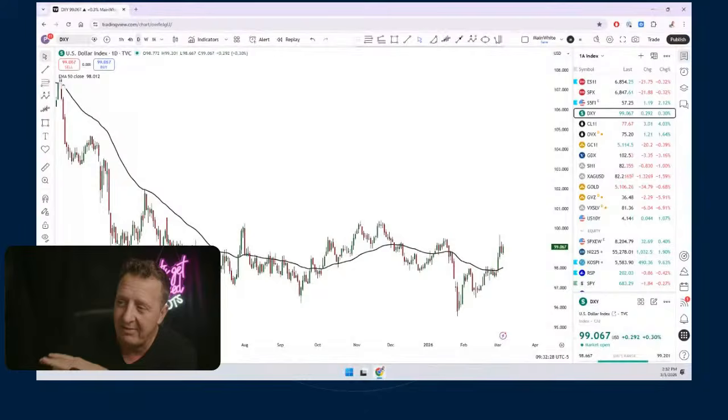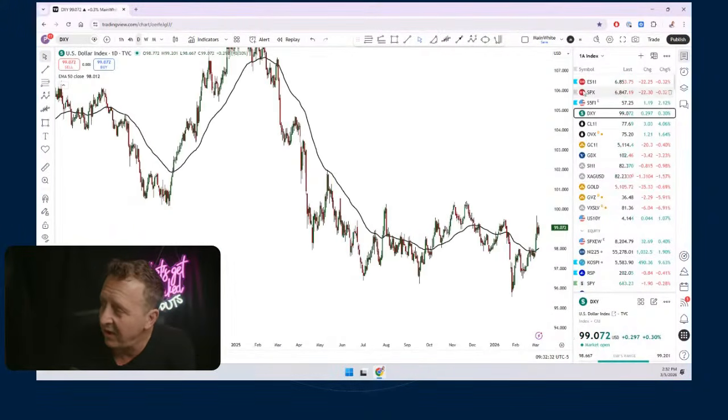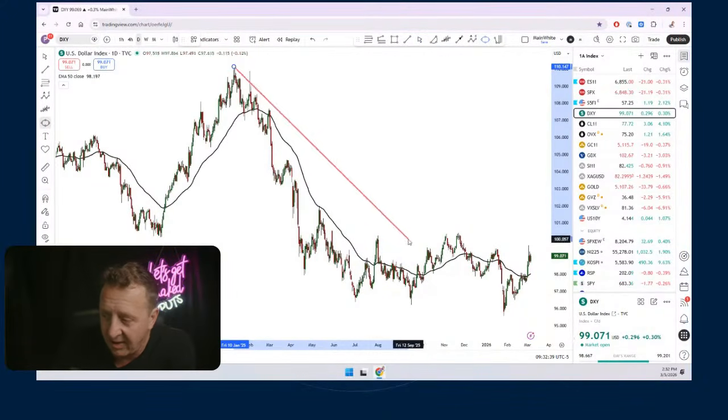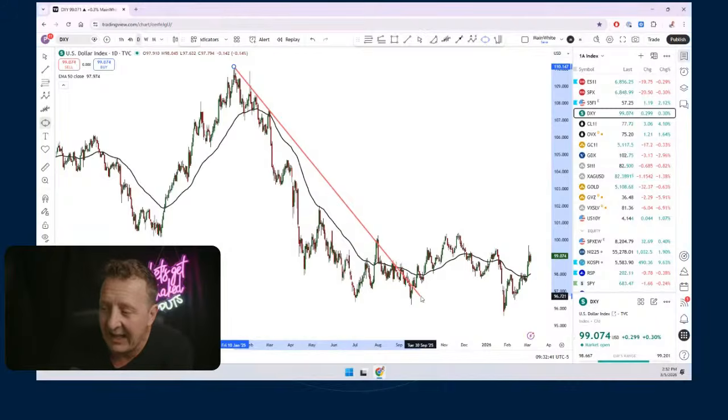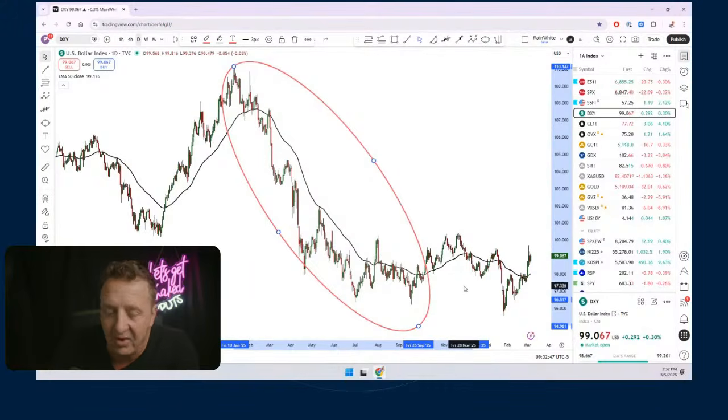Okay, so I have a chart here of the US dollar. Now, I want to highlight that the US dollar was, and has been up until now, in a very distinct bear market. That started back last year around February or March, and literally had the US dollar wipe out close to 10% from its peak to trough during that sell off.